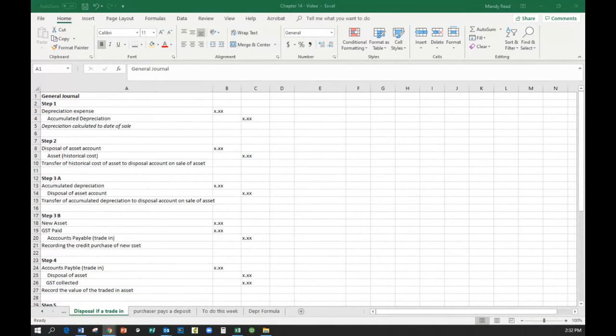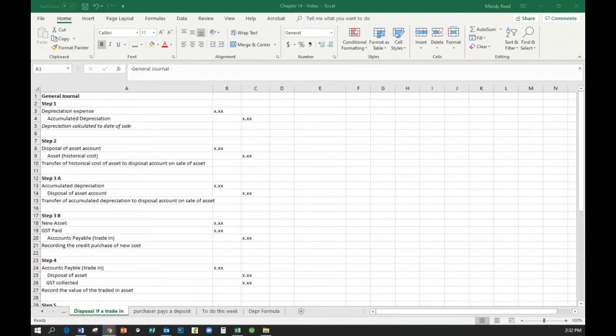In this recording, we're looking at disposing of an asset if a trade-in is provided. A trade-in is when we want a new asset, and that new asset might be $22,000 including GST, in other words $20,000. We are told that our existing motor vehicle will be traded in for, say, $5,500 including GST, in other words $5,000. So basically, off the purchase price of $20,000, they'll be taking the trade-in price of $5,000.